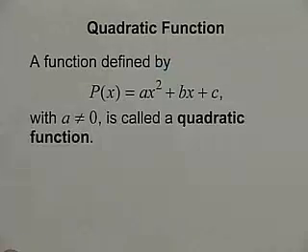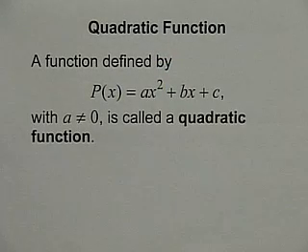Let's start by defining the quadratic equation, or the quadratic function I should say. Quadratic function. A function defined by p of x equals ax squared plus bx plus c, where a is not equal to 0, is called a quadratic function. A quadratic function will result in a graph that gives us a parabola.